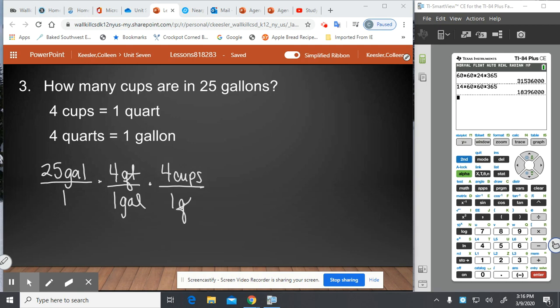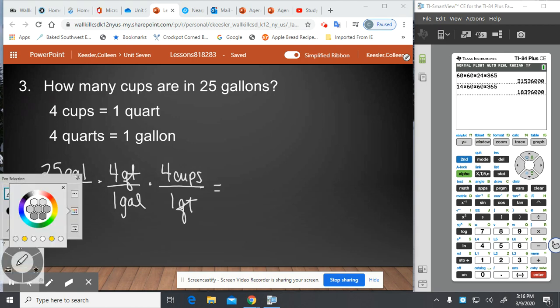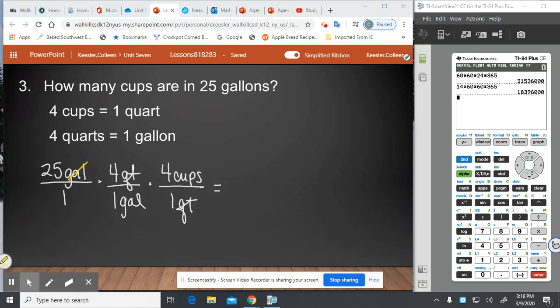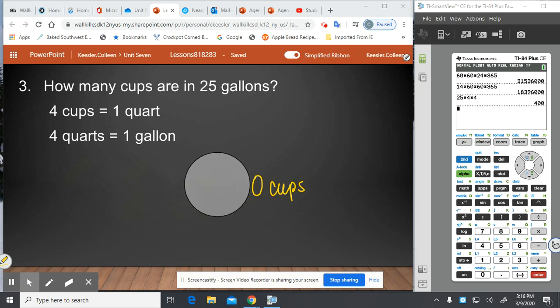1 quart. By setting it up this way, I've allowed for gallons to cancel out and quarts to cancel out, which leaves me with the desired unit of cups. And if we multiply across, we've got 25 times 4 times 4, which tells us that there are 400 cups in 25 gallons. Okay, let's try another.